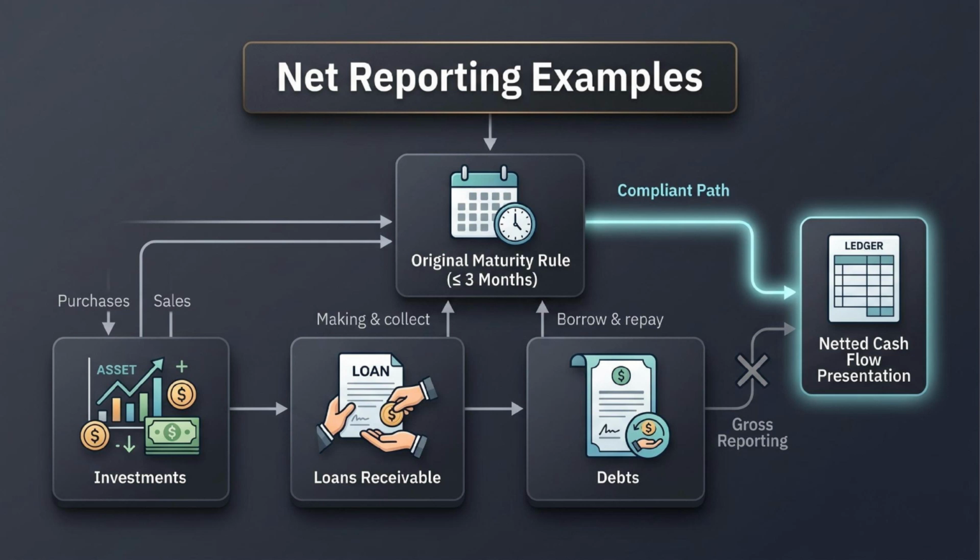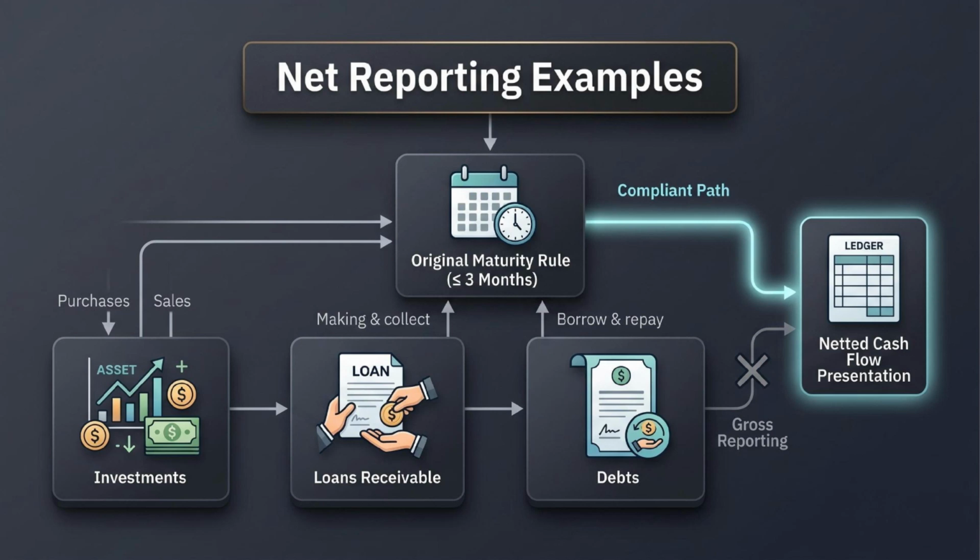Notice the phrase original maturity. That means we look at maturity from the date of acquisition or issuance, not merely the remaining maturity at the balance sheet date. A 2-year note with 2 months remaining does not magically become a 3-month instrument. Accounting standards are not fooled by late-stage rebranding.